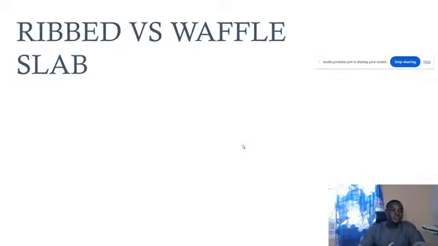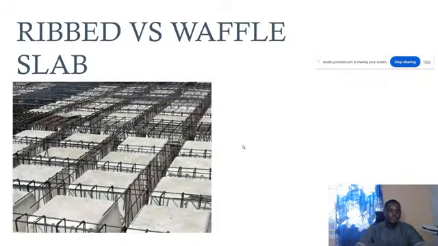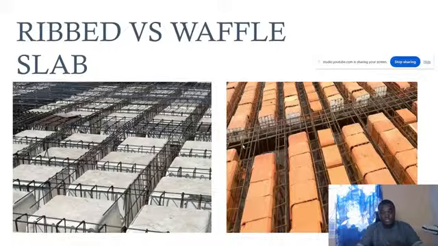So let's talk about the similarities or the differences between a rib slab and a waffle slab. Let me show us some pictures. The picture on the left-hand side is a construction reinforcement layout for a waffle slab, while this is the construction process for a rib slab. You can see that in the first picture on the left, the reinforcement is in both directions, along the longer side and the shorter side of the slab. But in the rib slab, the reinforcement is in one direction.